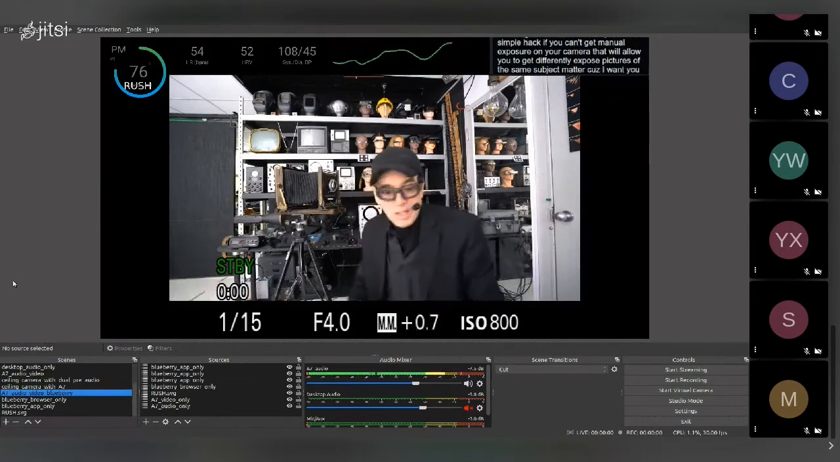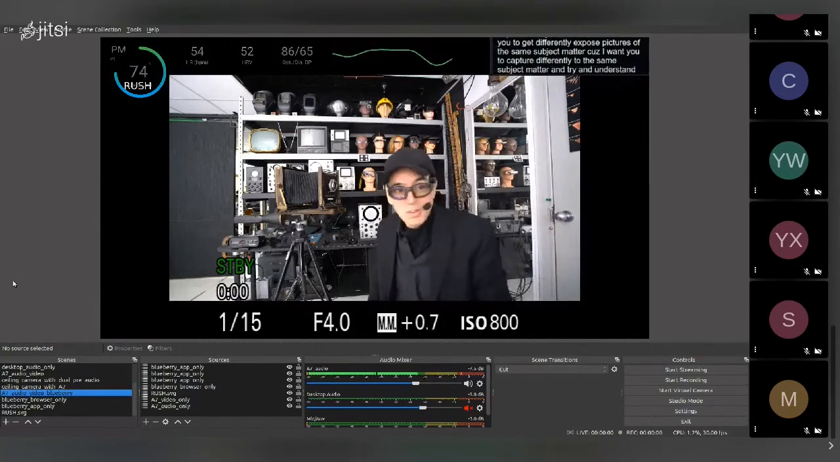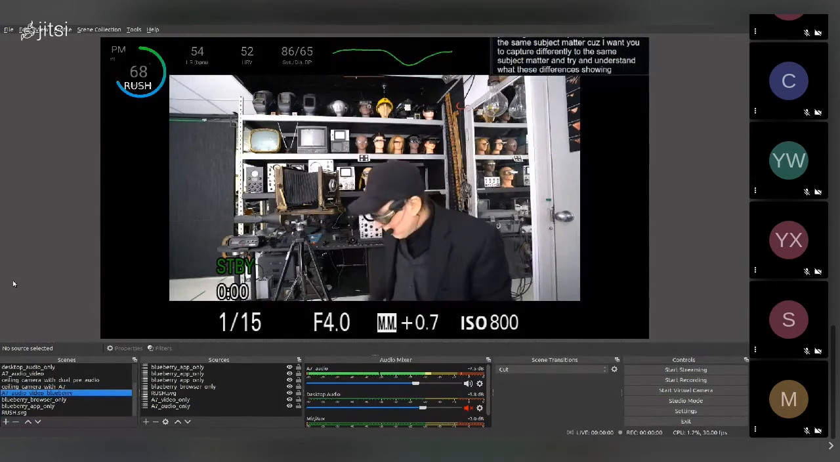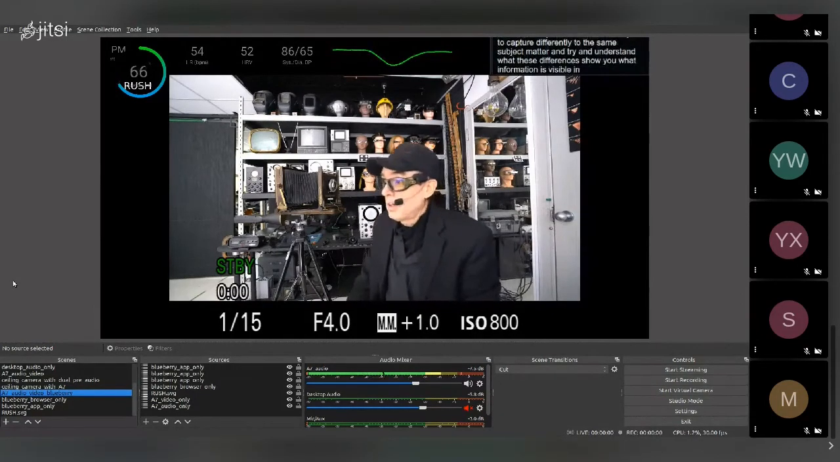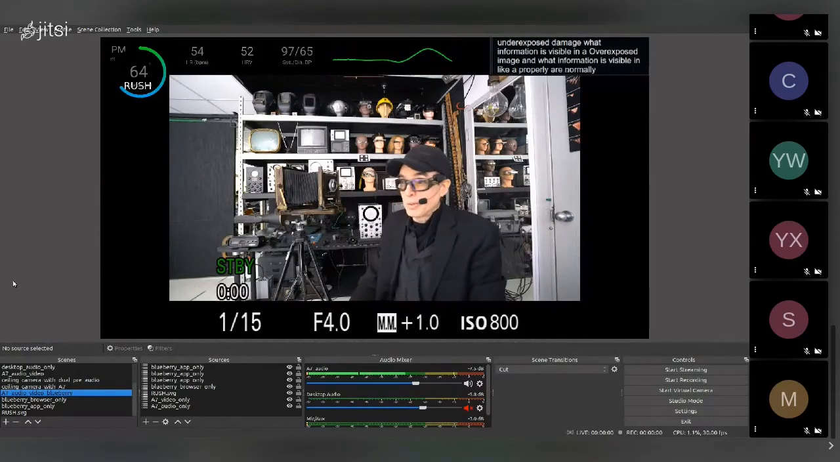So I want you to capture differently exposed pictures of the same subject matter and try to understand what these differences show you. What information is visible in an underexposed image, what information is visible in an overexposed image, and what information is visible in a properly or normally exposed image.